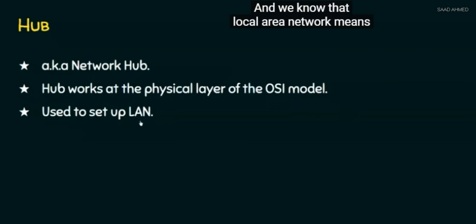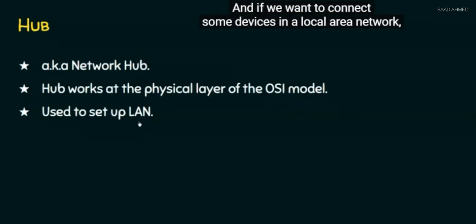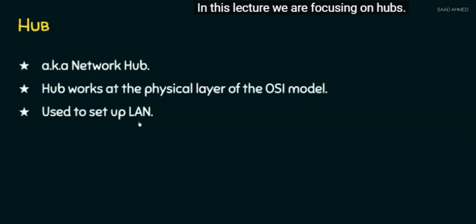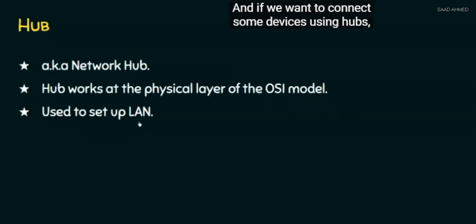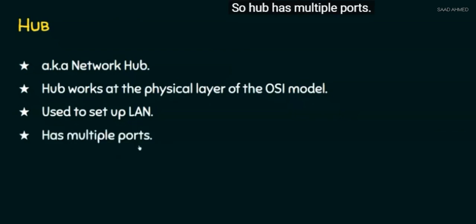And we know that a local area network means it is restricted to a small geographical area. Maybe an office building, a school, or a university campus can be a local area network. So we need a central device like a hub or a switch. We are focusing on hubs today, and if you want to connect some devices using a hub, we need a device with multiple ports. So a hub can have multiple ports.